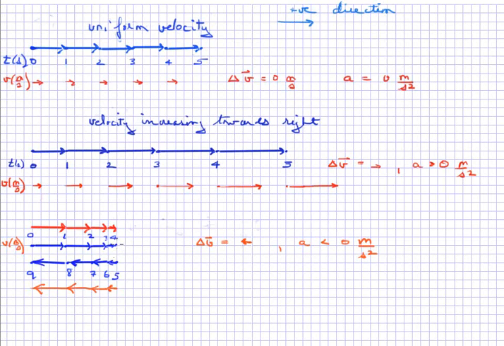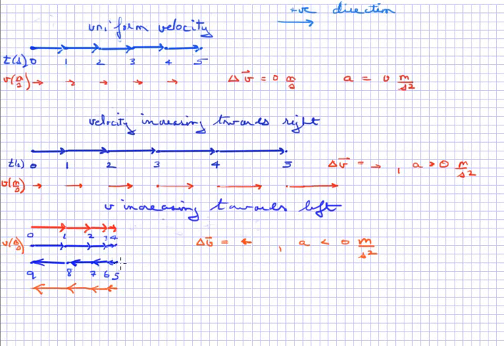Okay, last case is the most complicated, and that is where the velocity is increasing towards the left. And let's add a label there because that is important. So V is increasing towards the left. All right, so I start here and I have a displacement from 0 to 1 that's 4 units, and then from 1 to 2 that's 3 units, and then from 2 to 3 that's 2 units, 3 to 4 that's 1 unit. There is no displacement from 4 to 5.